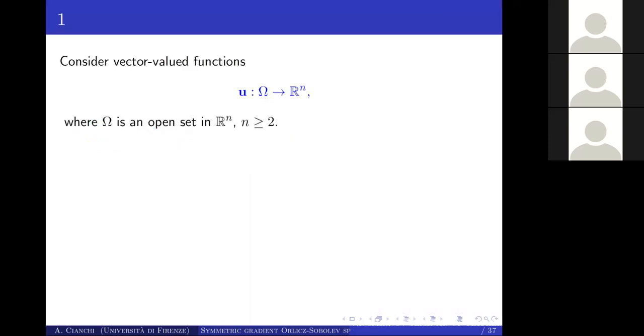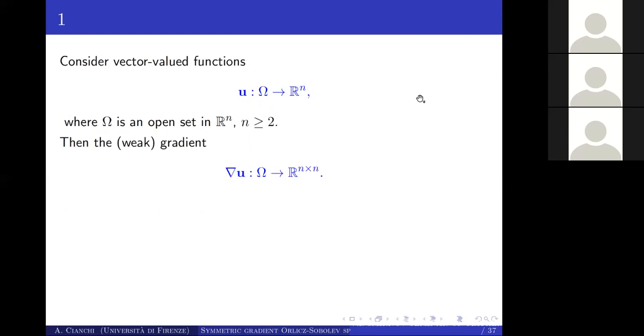So let me start by recalling some basic notions and mainly fixing some notations. I'll be concerned with vector valued functions. Everything here is relevant only if functions are vector valued. This means that I'm dealing with functions u, which are defined on an open set omega in R^n, and take values in the same space R^n. And n will be any integer larger than or equal to 2.